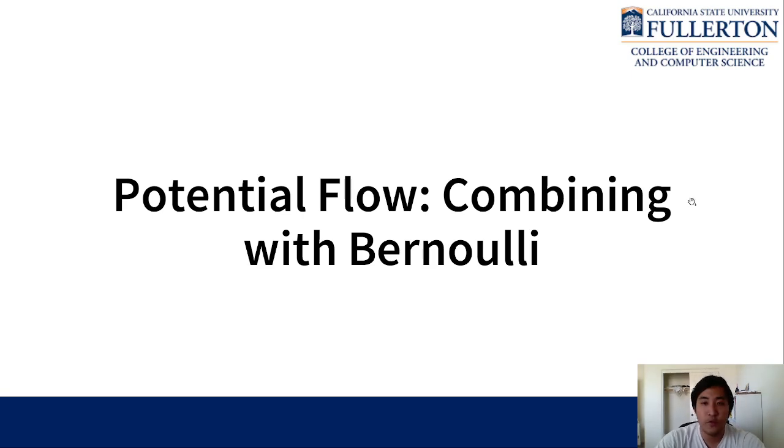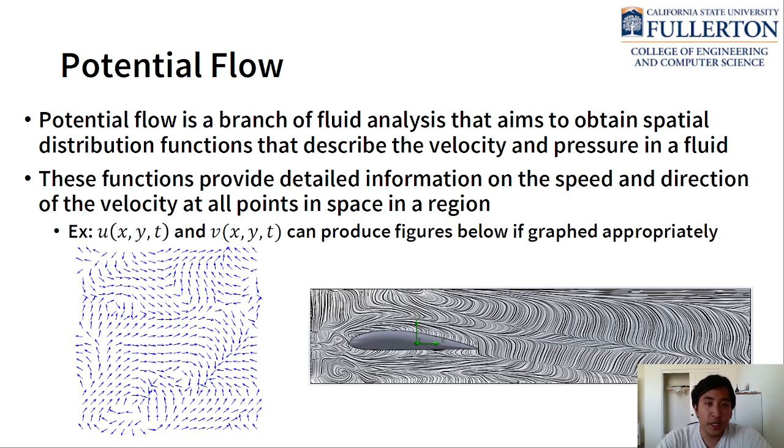Okay, so in this video we're going to review how you can use the Bernoulli equation together with potential flow to compute pressure distributions in a fluid flow situation. Potential flow is a branch of fluid analysis where the goal is to obtain spatial distribution functions for the velocities. If you plot these field functions, you get very nice distributions of velocity that show you exactly what the fluid's doing: which direction the flow is going, as well as its speed. That provides a wealth of information that you can use for lots of other analysis in fluid mechanics.